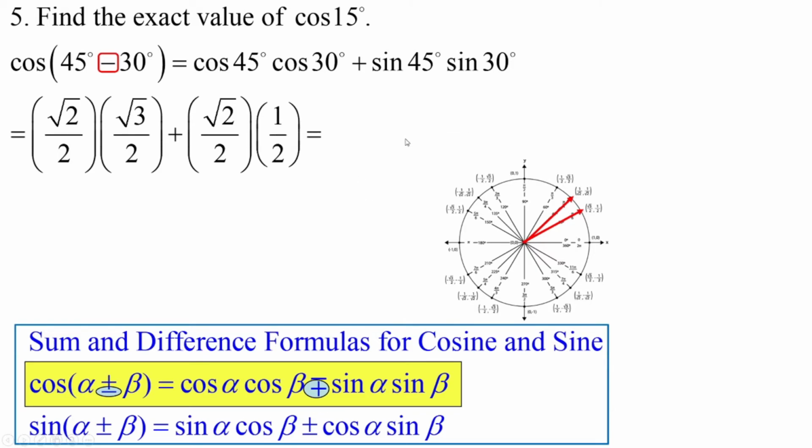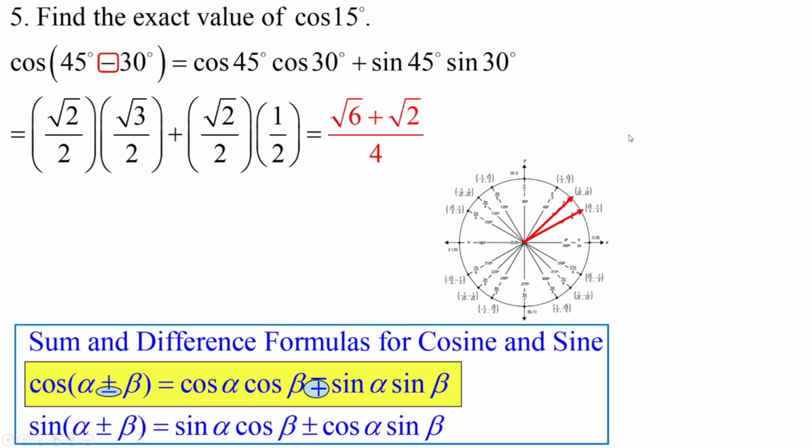So do you all see a common denominator of 2 times 2, or 4? And then what's the first term up top? Root 2 times root 3 is a root 6, plus root 2 times 1 is a root 2. So the exact answer of cosine of 15 degrees is root 6 plus root 2 divided by 4.